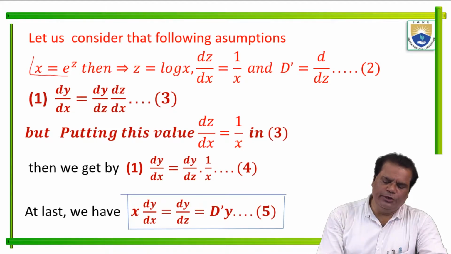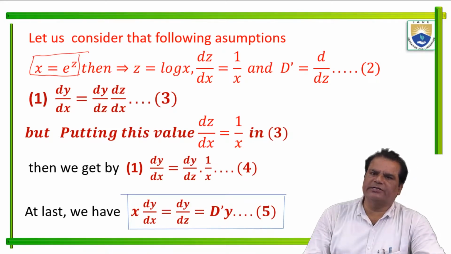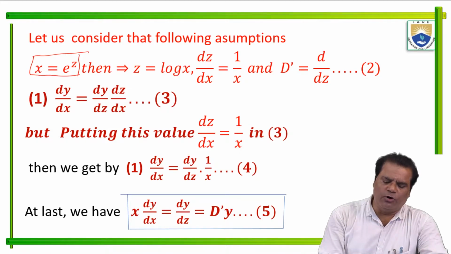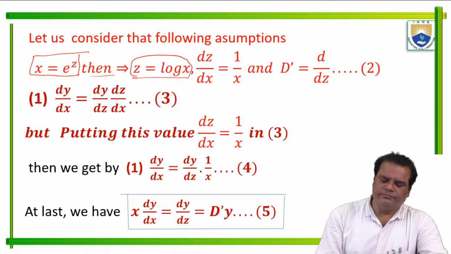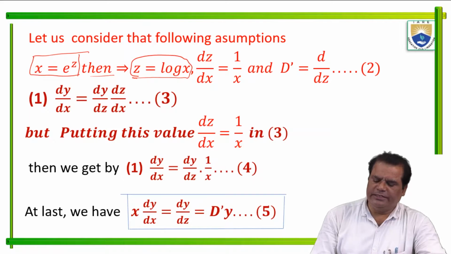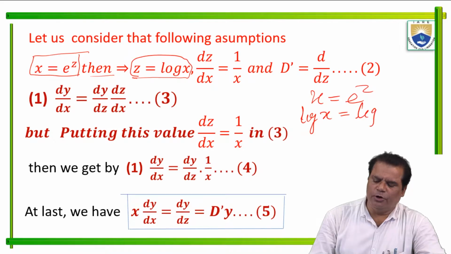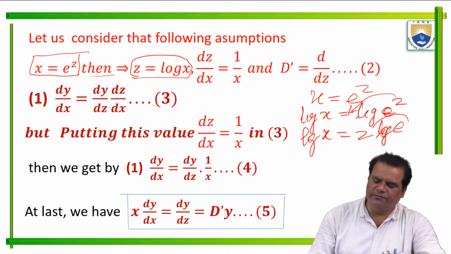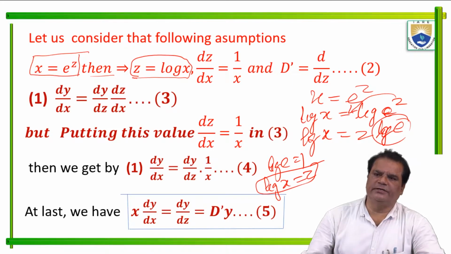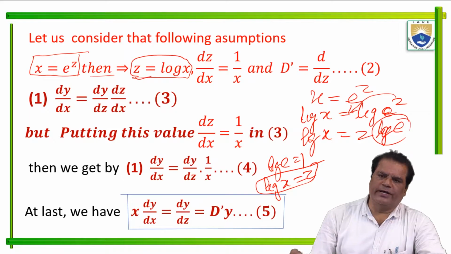So here x equals e to the power z. We are considering x equal to e to the power z. Taking log on both sides, log x equals log e to the power z. z comes before, so log x is equal to z log e. Log e is 1. So log x equals z. So we get this result: z equals log x.